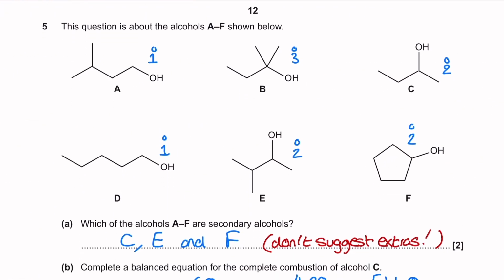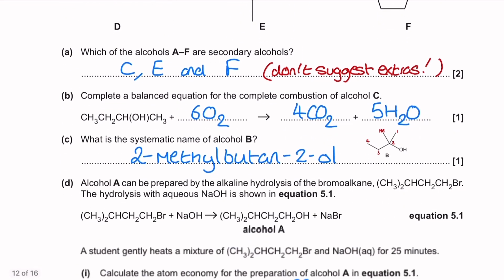Question 5. This question is about the alcohols A to F shown below, and what you'll notice is I've gone all the way through them, identifying the classification of alcohol functional group that I've got on each already. Which of the alcohols A to F are secondary alcohols? Well, as you can see from my labels here, it's C, E, and F, and you definitely shouldn't suggest any extras. For each extra you suggest, take off a mark, because otherwise, technically, you could just give them all, couldn't you? So it is quite a harsh mark scheme.